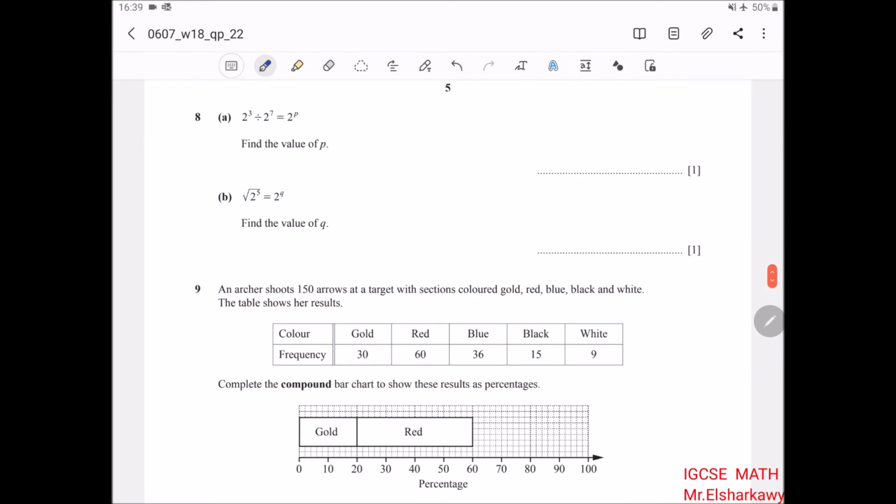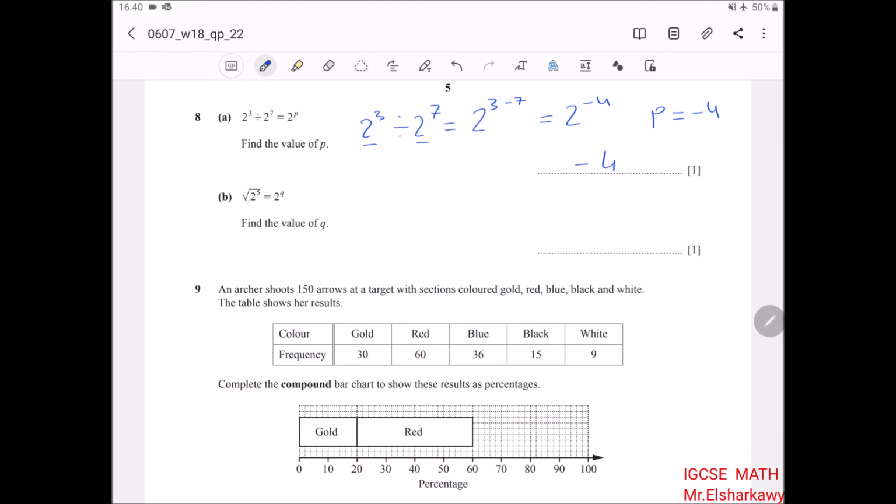Question 8. 2 cubed divided by 2 to the power of 7 is equal to 2 to the power of p. Find the value of p. We have the same base, which is 2. So this will mean 2 to the power of 3 minus 7. This will be equal to 2 to the power of minus 4. So here p is equal to minus 4. The value of p is minus 4.